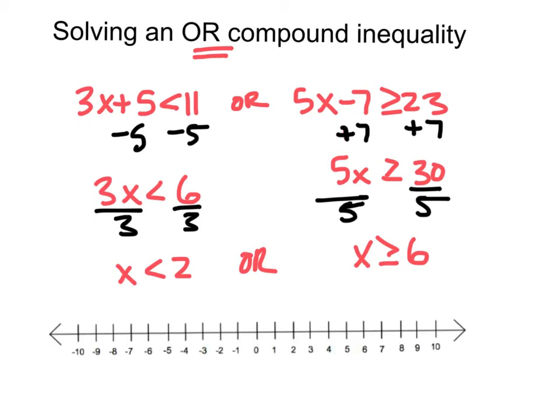All right, since it's an OR situation, we know that this graph is going to go off in two different directions. We have x is less than 2, so at 2 I have an open circle. It's greater than or equal to 6, so we have a closed. All the x's less than 2, well 1 and 0, and all these numbers are less than 2. And all the numbers greater than or equal to 6, so 7, 8, 9, 10, all those are bigger than 6. And now I've solved and graphed the compound OR inequality.